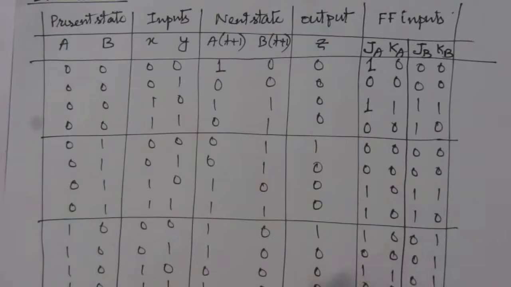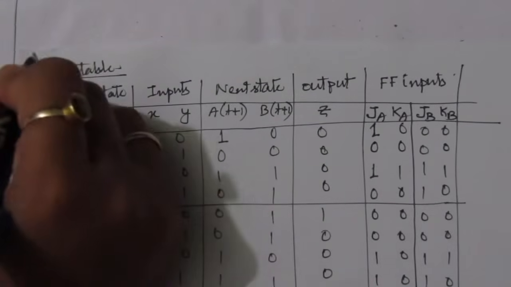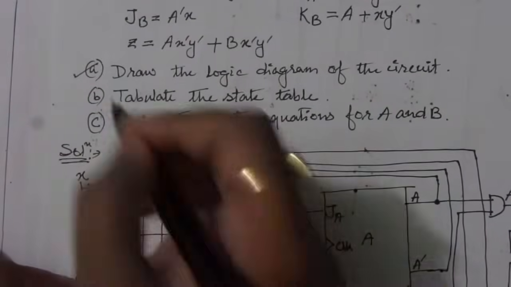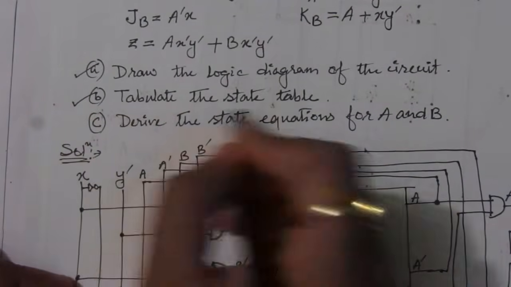So this is the state table. This table, the complete table, is the state table. So for B part of the problem, we have found out the solution. So this part of the problem is complete. Tabulate the state table. So we have found out the state table.